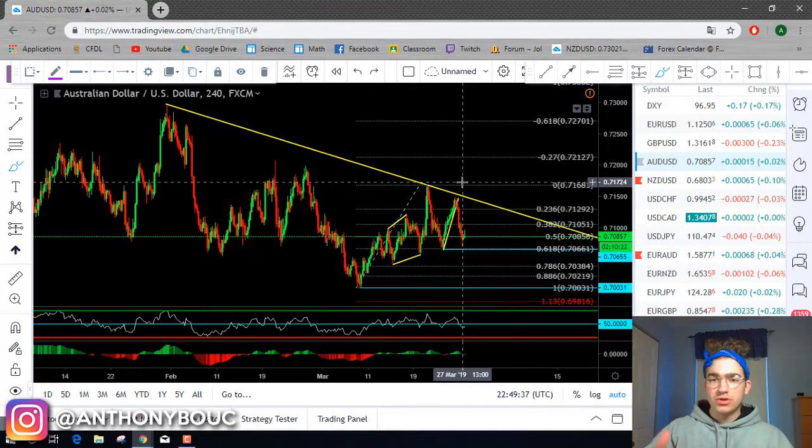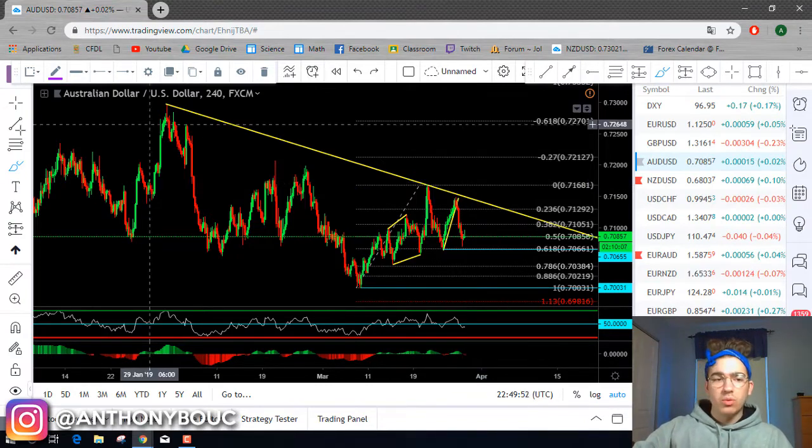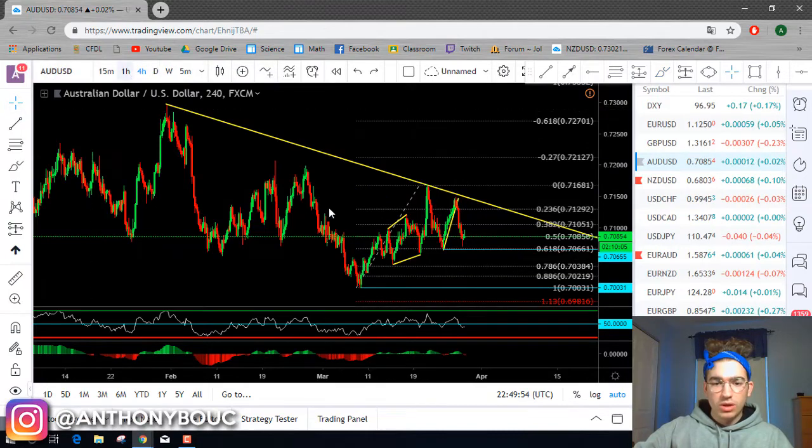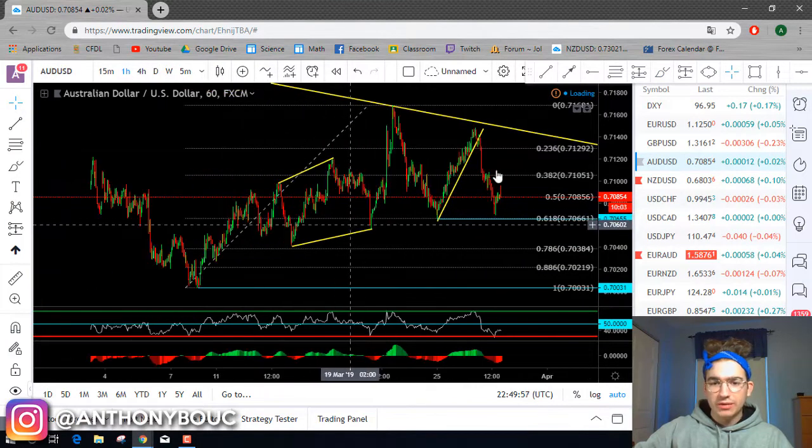So all of those more long-term forecasts that I'm sharing with you now, they don't really have any impact on my trade. It's just to help you understand better what the chart is doing now and what is actually happening on the market. Now when we go on the 1 hour, this is where the trade took place.